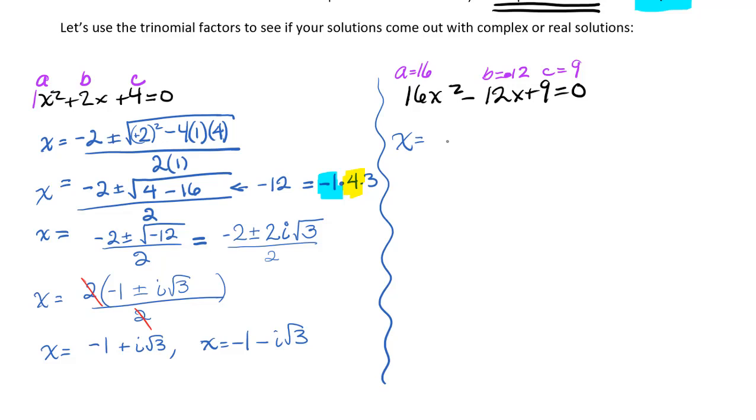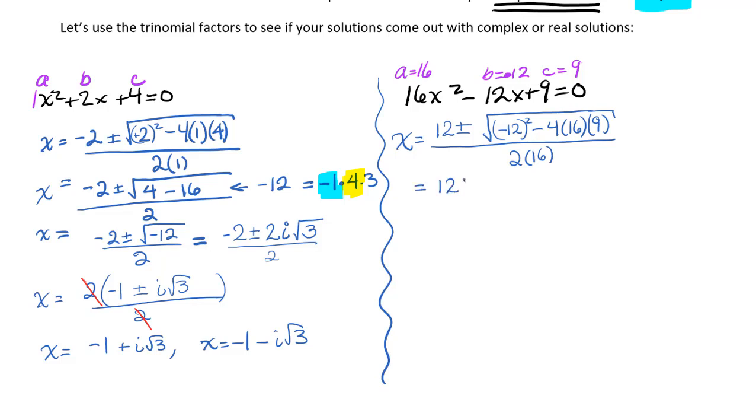x is equal to negative b, so the opposite of negative 12 is positive 12, plus or minus the square root of b squared, which is negative 12 squared, minus 4 times a, which is 16, times c, which is 9, all over 2 times a, which is 16. Let's see if we can simplify that further.